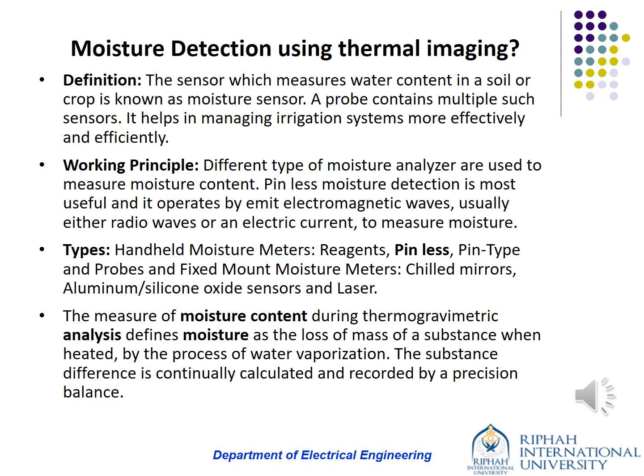The measure of moisture content in thermogravimetric analysis defines moisture as the loss of mass of a substance when heated, by the process of water evaporation. The mass difference is continuously calculated and recorded by a precise balance. In this way, we get the result of detection. In the end, we can say that it helps in managing the irrigation system more effectively and efficiently.